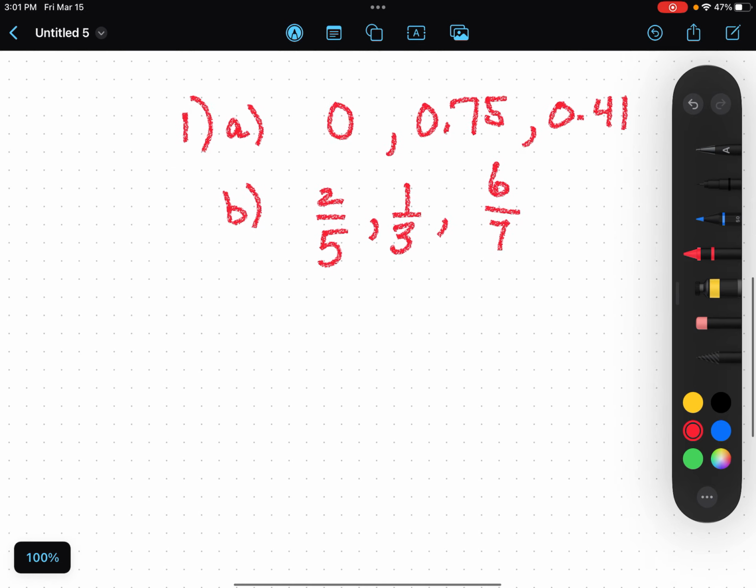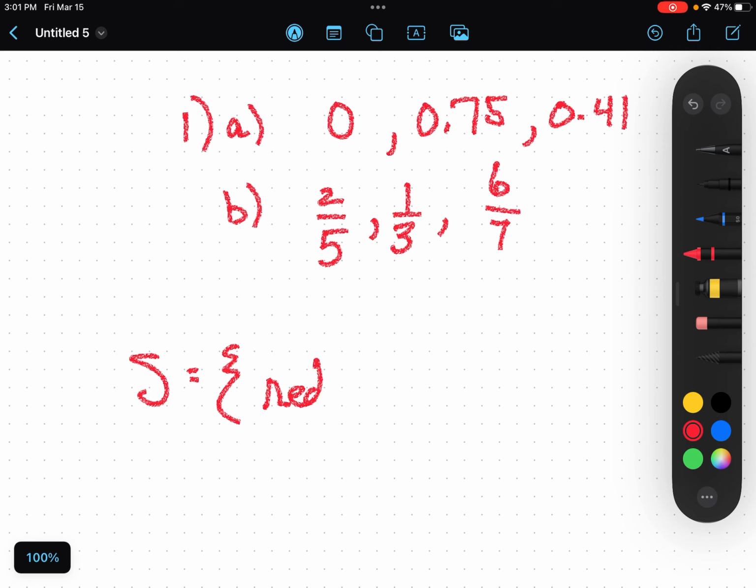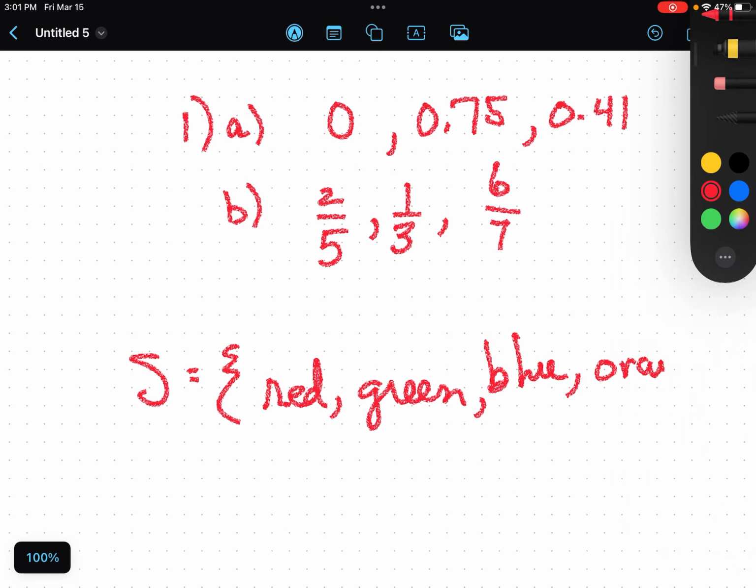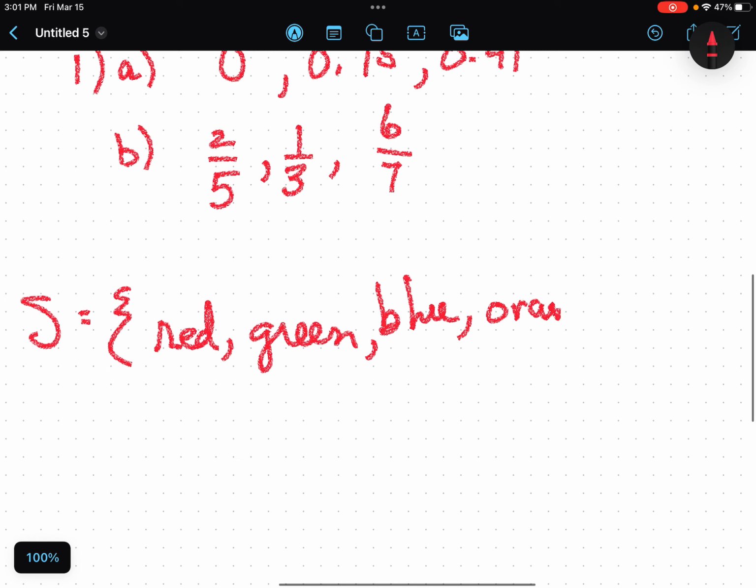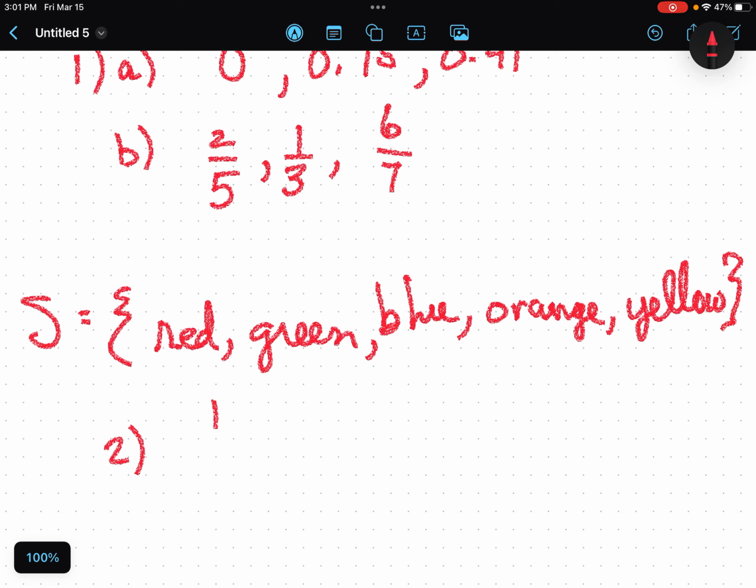Number 2 says find the probability for the event E happening. So your sample space, when it gives you S, says red, green, blue, orange, yellow. That's your sample space. So those are the colors we have to choose from. It says a yellow. So for number 2, a yellow would be 1 out of 5 because there's 5 colors to choose from and you're choosing one of them.